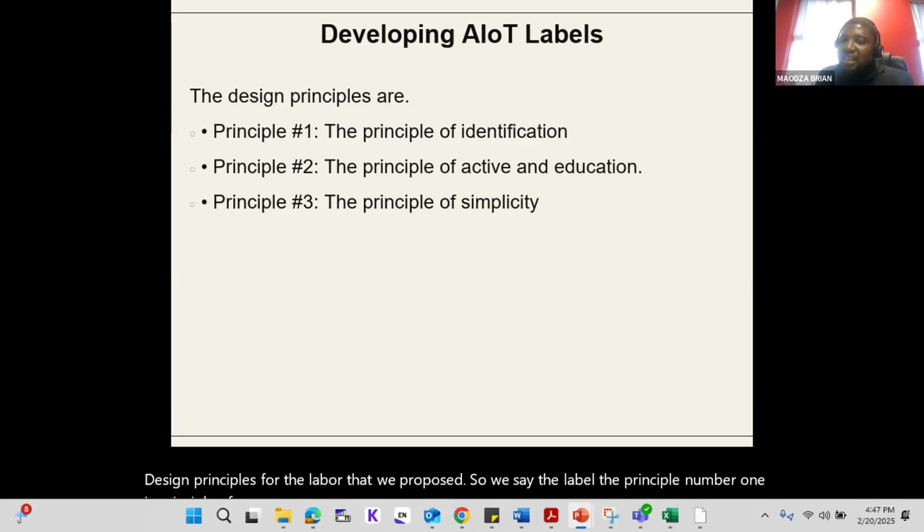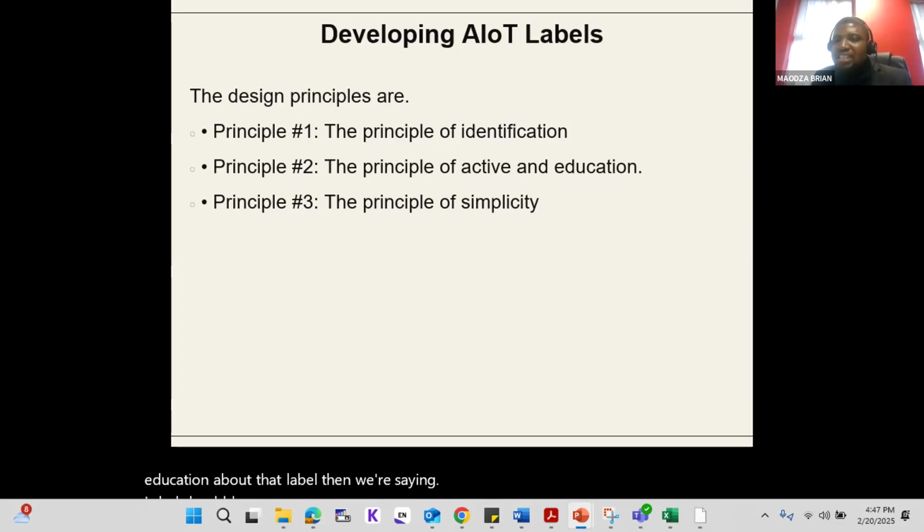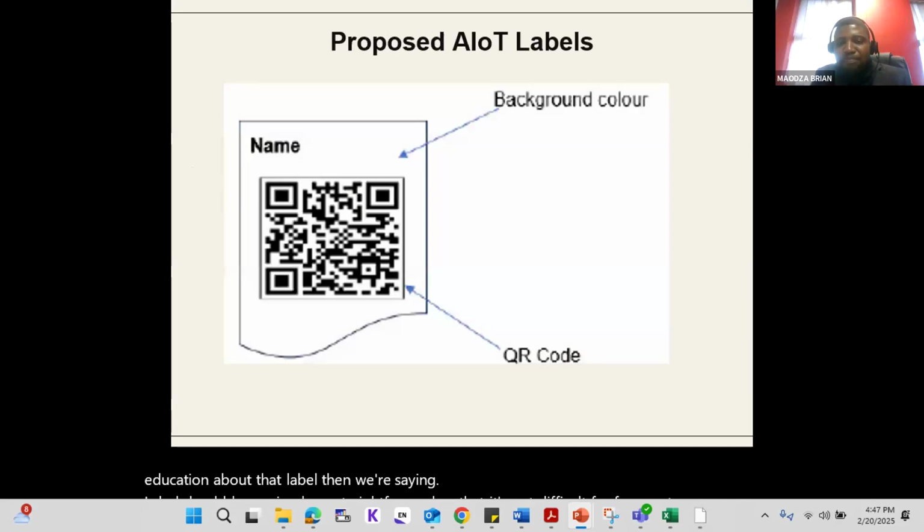So we can say the label should help farmers to identify. Then we are saying it should be active and educational. We are saying the label should have a QR code, right? That when a farmer scans it, it should lead them to a certain repository where it provides further education about that label. Then we're saying the label should be simple and straightforward, so that it's not difficult for farmers to understand.